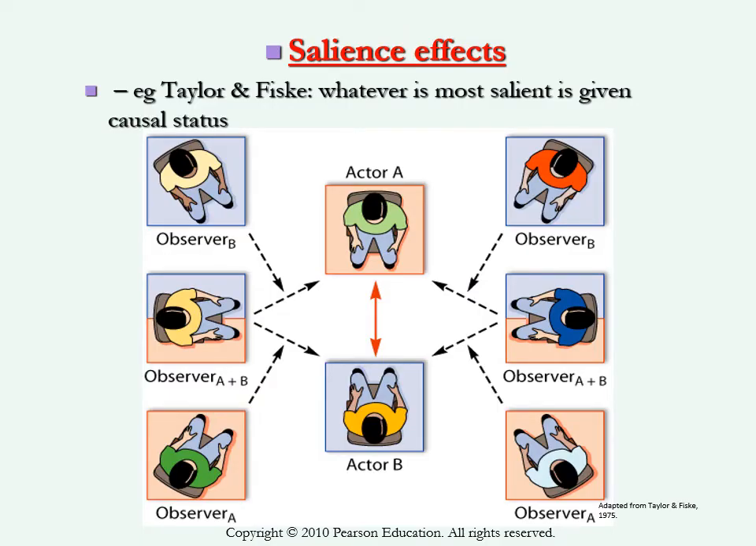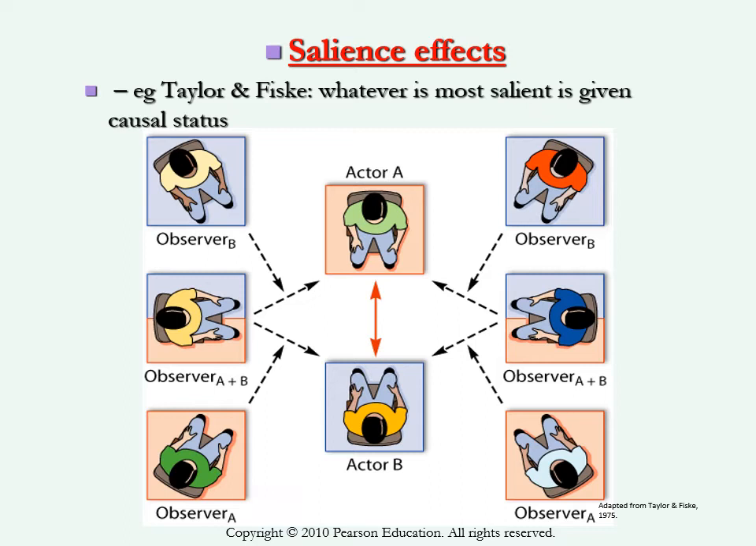Now, let's move on to another fascinating example of attributional biases, and this is the study of salience effects. That experiment was done by Taylor and Fiske, and it's one of the very elegant and interesting experimental manipulations. The experiment was set up as you see on the slide. Two people, actor A and actor B, were having a conversation with each other, and there were 6 people sitting around them who observed the conversation. It's very simple. 2 people have a conversation, 6 people observe.